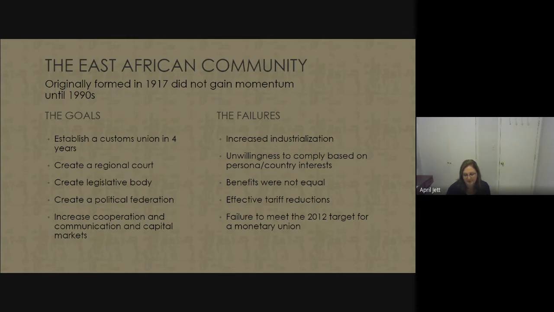This was also the 4th step to follow customs union, common market, and monetary union. The political federation was put in place to create cooperation and communication in capital markets, and this was to include non-discrimination of nations of the partner states, equal treatment of nationals, transparency in matters concerning partner states, and also to share information for execution of the protocol.